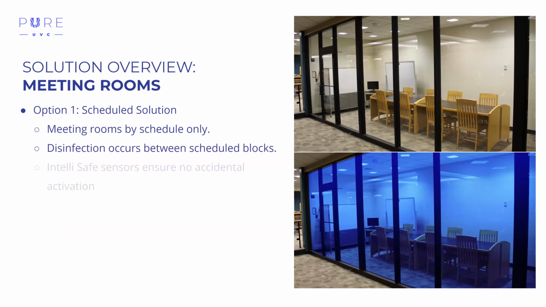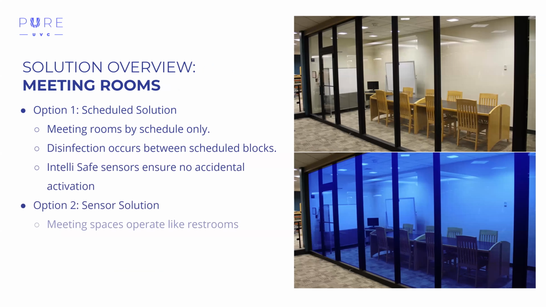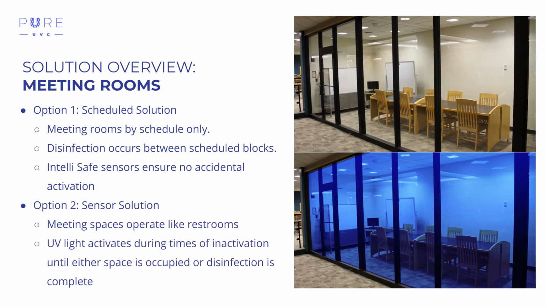Next up, meeting rooms. So this is, for example, the little nooks that you have in libraries as study rooms. This might be individual offices, areas that are rented out, whatever it might be. So option one is a scheduled solution. So same idea as the lecture hall, where meeting rooms are only by schedule and the fixtures are turned on between scheduled sessions. The sensors that are built into the fixtures make sure that no fixture is going to turn on if a meeting runs late or begins early.